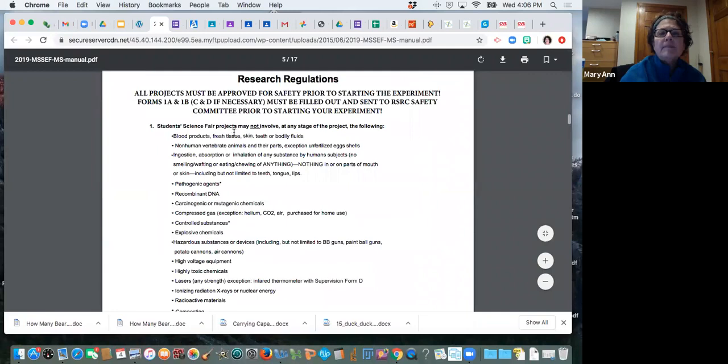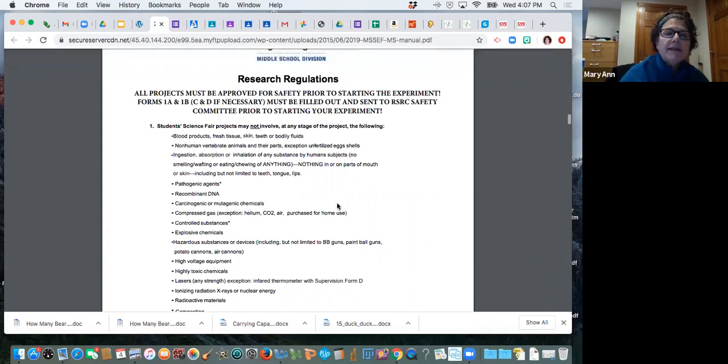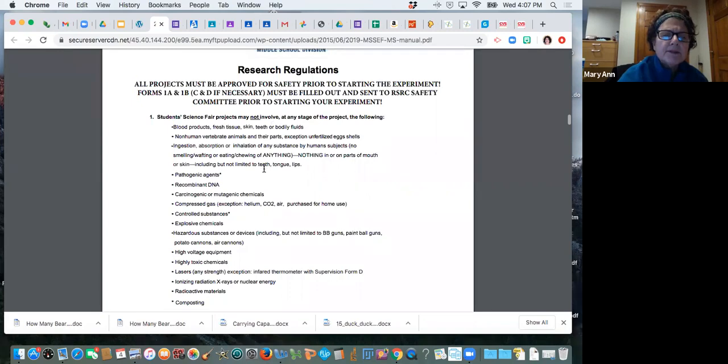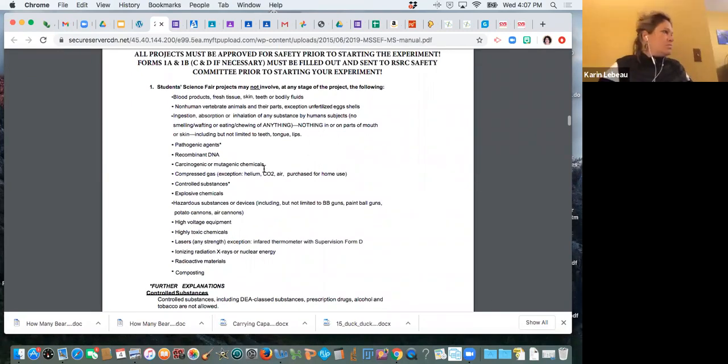Choosing a project, the plan, and here it begins, research regulation. So the project may not involve at any stage the following. It's weird how there are certain things that you would think would be okay, but are not allowed. Let me see if I can give you an example. So nothing from humans. If I'm going to take teeth and test how different mouthwashes affect actual teeth, no, nothing like that. But bacteria is a big one. Middle school kids like to grow colonies.